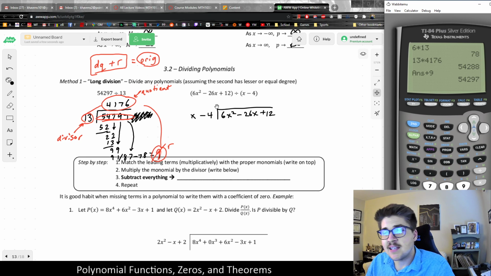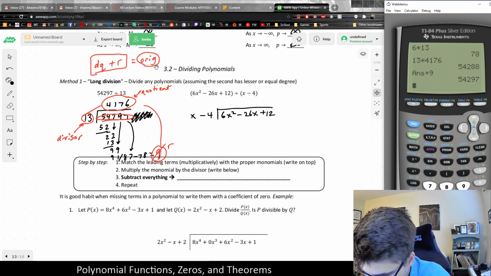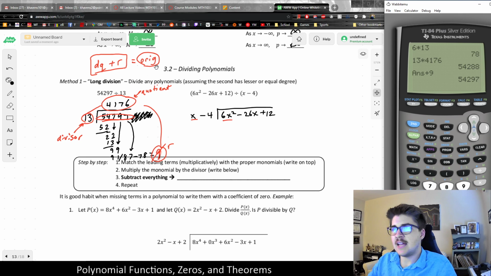But in this case, it's slightly different, where what I did to begin with is I wanted to see, well, how many times does this go into this? But notice I didn't take the whole thing, so you don't have to match this up with the whole polynomial. What you can do is focus specifically on the leading term of each one. And what you want to do is figure out how many times does the leading term of the divisor go into the dividend, or the original polynomial and what I'm dividing by.